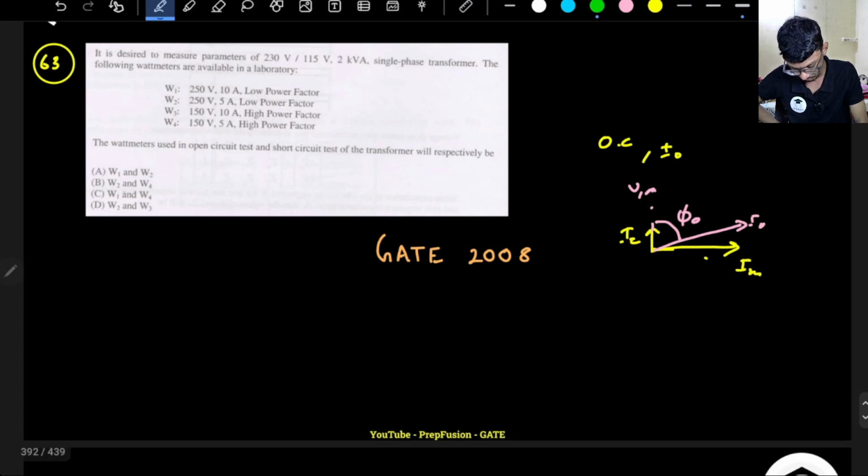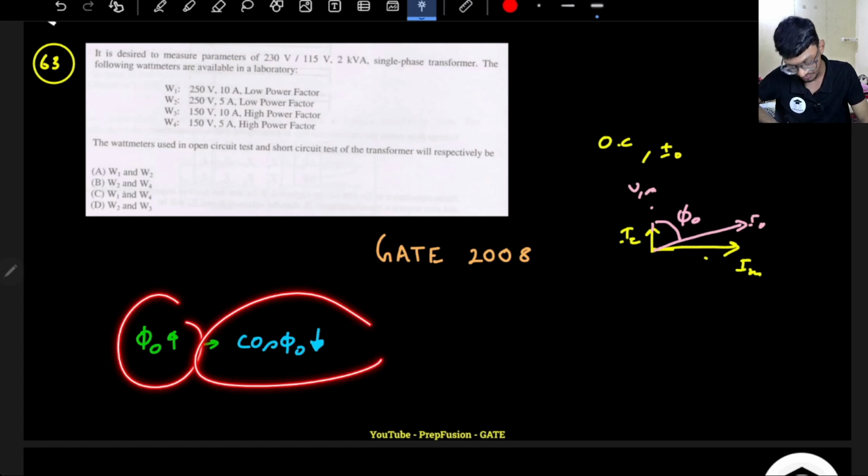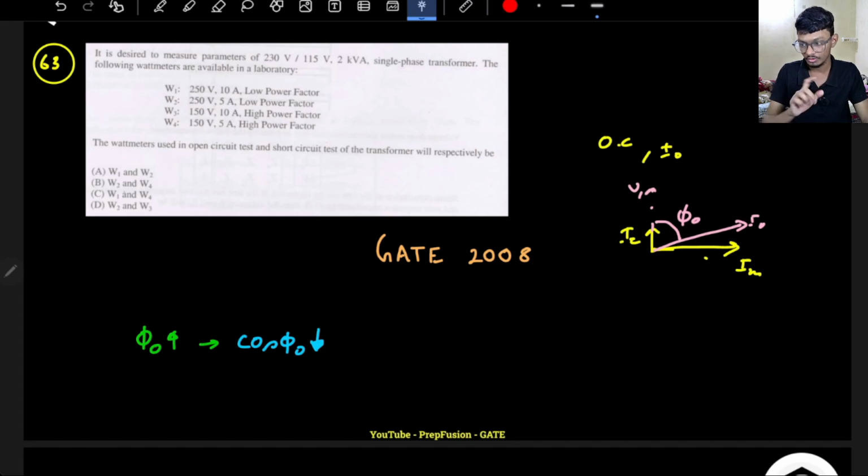Phi naught is very high. If phi naught is very high, that means my cos phi naught will be very low. So actually, this we have not discussed. This I did not discuss in the testing of transformer.